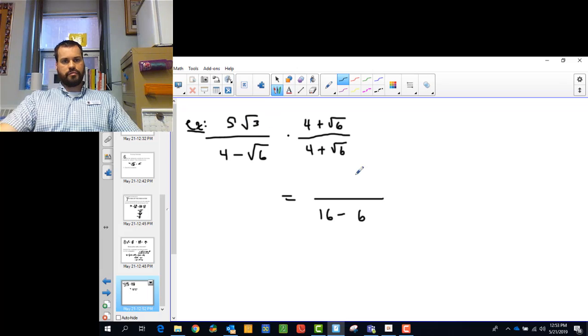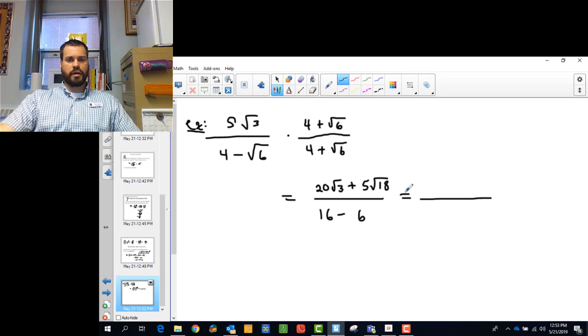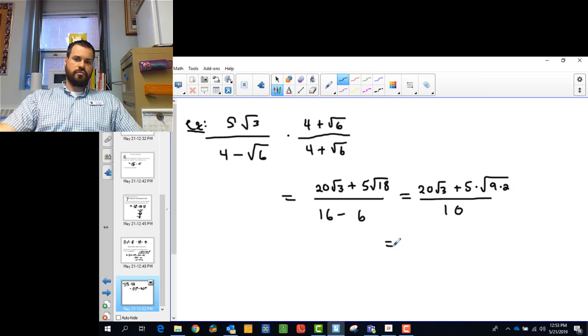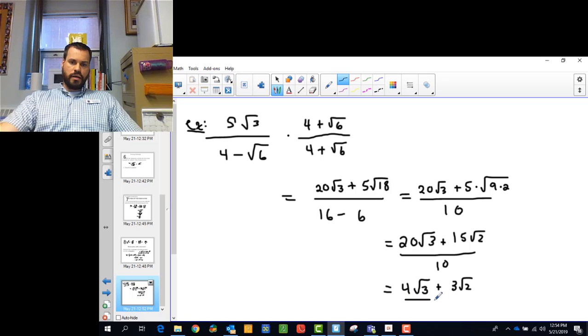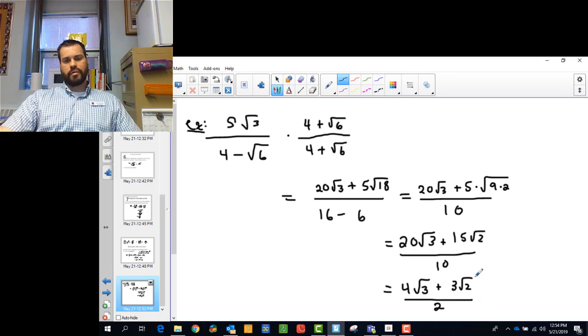On the top, you go 4 times 5 root 3, which is 20 root 3, just using what we just did with the multiplying. So we're multiplying the 4 by the 5, and the root 3 stays. Here, root 6 times root 3 is root 18, so we get 5 root 18. Okay, then we try to simplify. 16 minus 6 is 10. 20 root 3 isn't going to simplify, but root 18 is root 9 times 2. So that gives me 20 root 3 plus 15 root 2 divided by 10, because 9 square rooted is 3, and 3 times 5 is 15. And then we can actually divide everything by 5. So we get 4 root 3 plus 3 root 2 all divided by 2. And that's our answer. So we've rationalized the denominator.